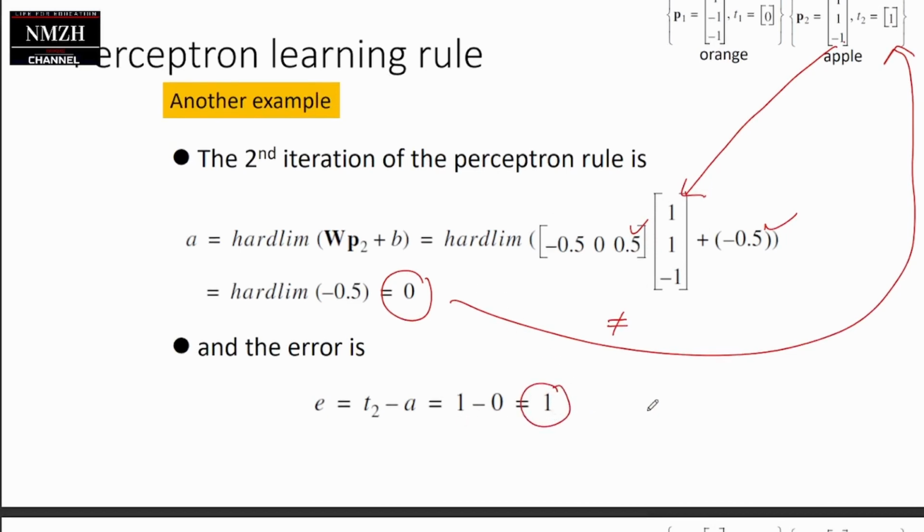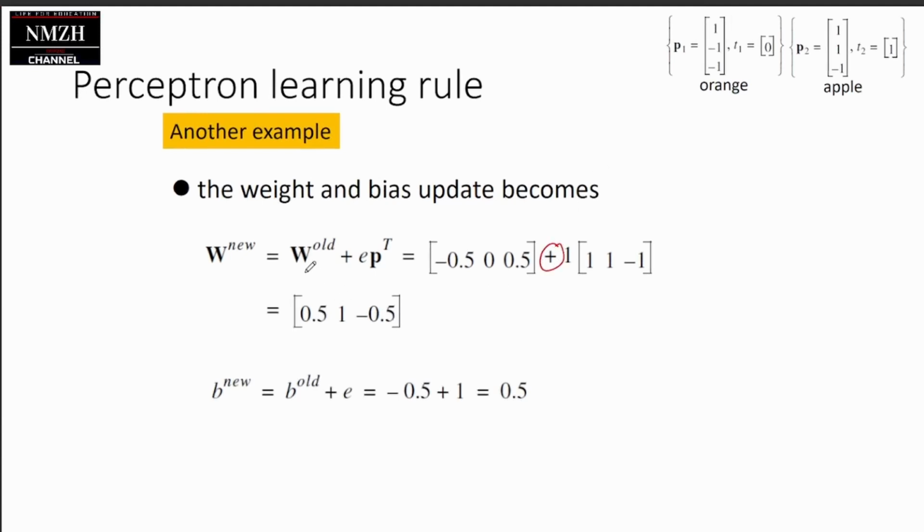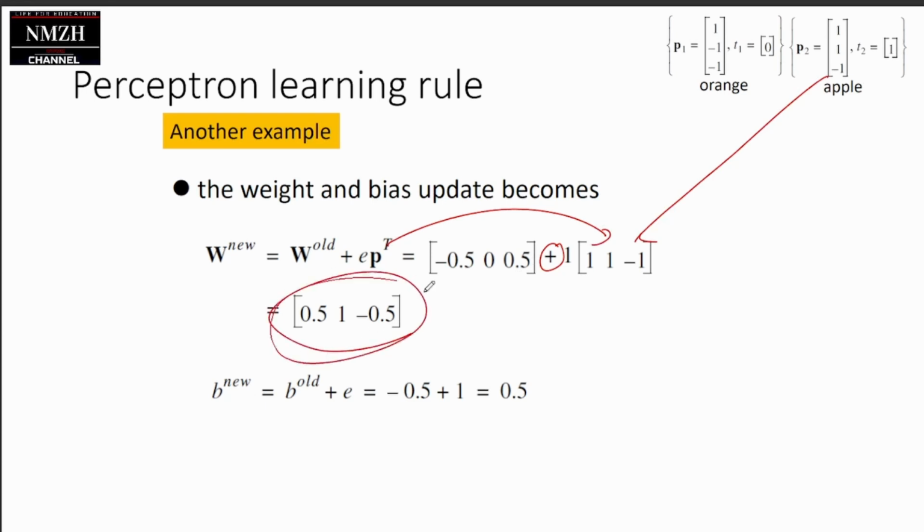Then we subtract them and the error is 1. That means W new equals W old plus error times P, so the plus sign will be taken. P is just brought down there, plus, and we have the new weight after passing through here. The bias for this particular case is 0.5.